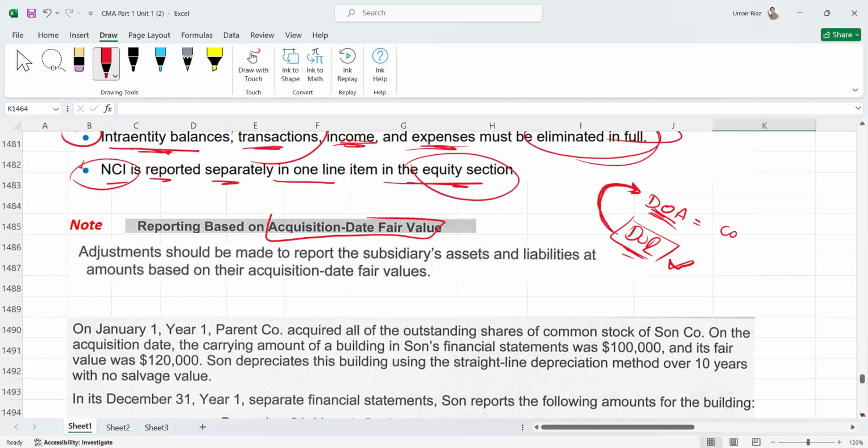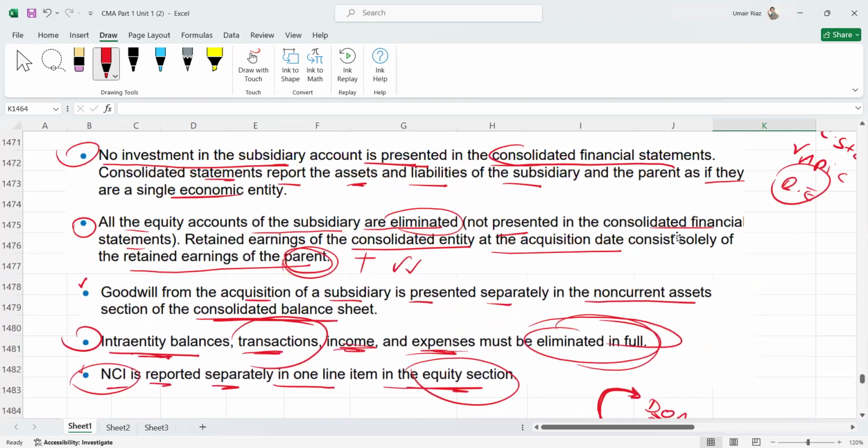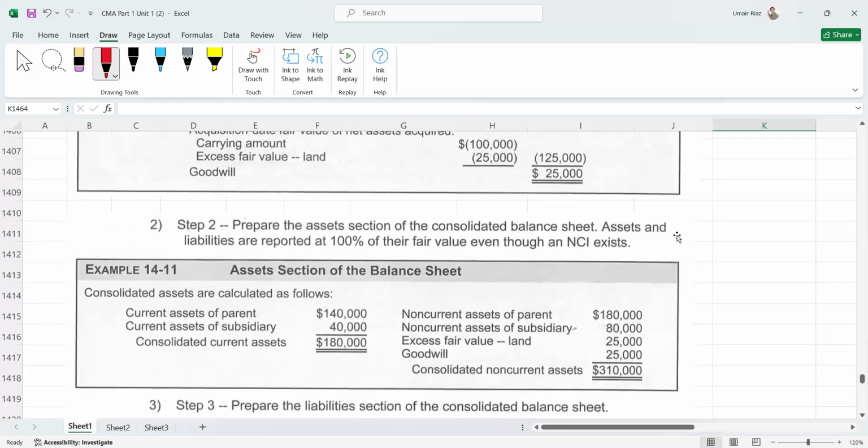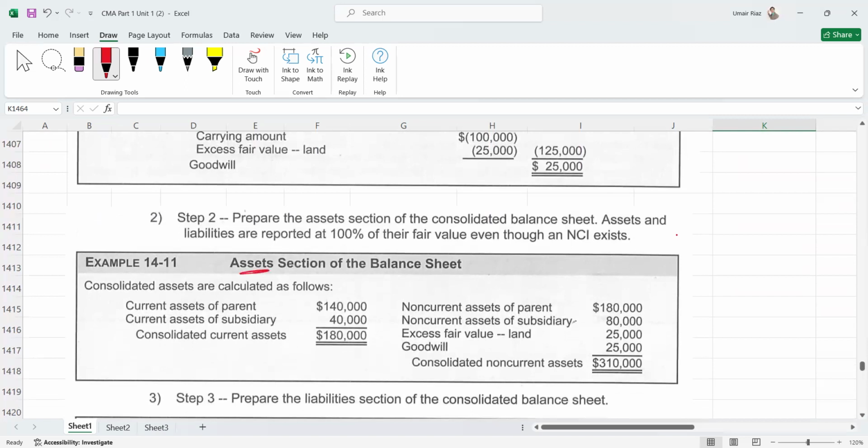At the date of acquisition, when we prepared the consolidated asset section, especially the non-current asset section, what did we do? I'm showing you from the previous section, we have already covered. We took the non-current assets of the parent from the parent's balance sheet. Then we added the non-current assets of the subsidiary, taken from the subsidiary balance sheet. And then we added the excess fair value.